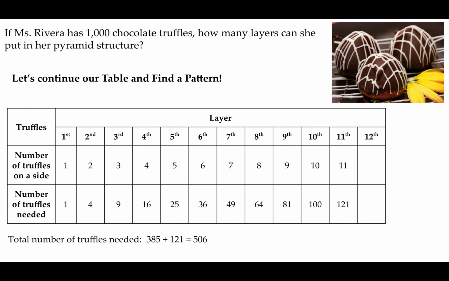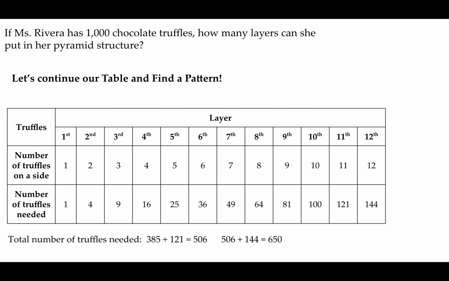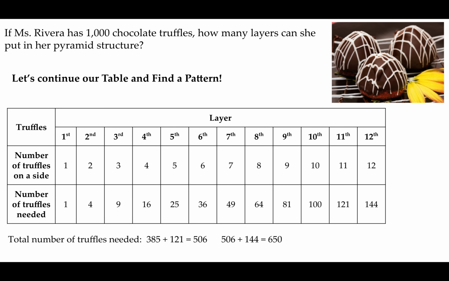So let's put another layer in. We have the 12th layer. And 12 squared is 144. So we'll add that to our 506, and I get 650. Looks like I can keep going. So let's do the 13th. So now I have a 13 by 13, which is 169. I add that to my 650, and I have 819.